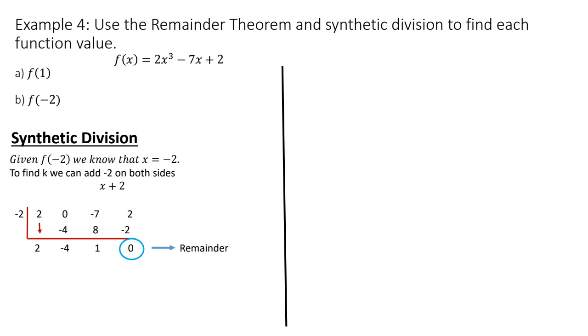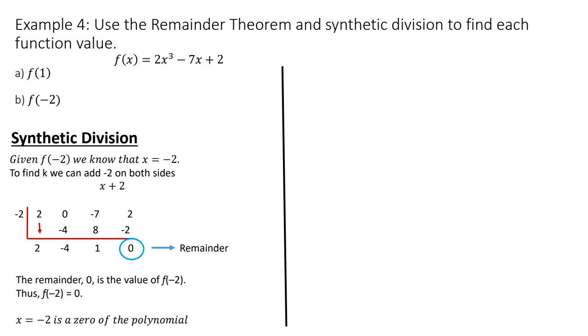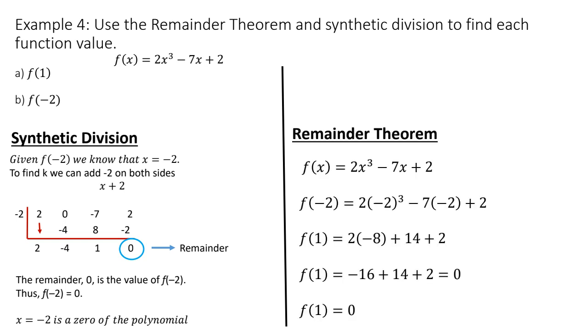But again, if I were to use my theorem that says that if I plug this k value into my polynomial, I'm going to get this remainder, this answer. And again, here it is. So when I plug in negative 2, I'm going to get 0. And again, I do apologize. These should be negative 2. Copy and paste, forgot to change these 3. So f of negative 2 is going to give me 0.